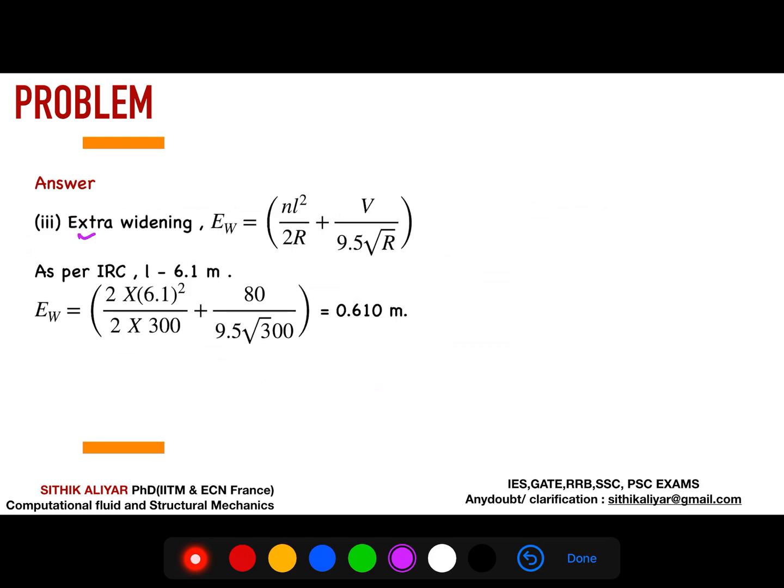The second part is you have to determine the extra widening. We know the formula for extra widening, n l square by 2R plus V by 9.5 into root R. Substituting all those values, n is number of lanes which is 2, length of the base l is 6.1, V is 80 and radius is 300. When you substitute everything, you will get 0.61 meter. Okay, so this is the answer for the second question. So this question will be a revision again.